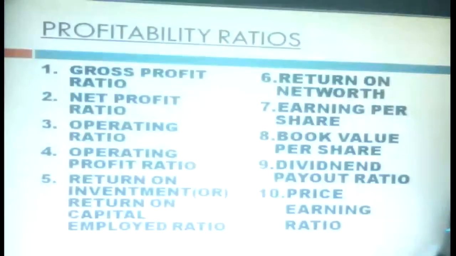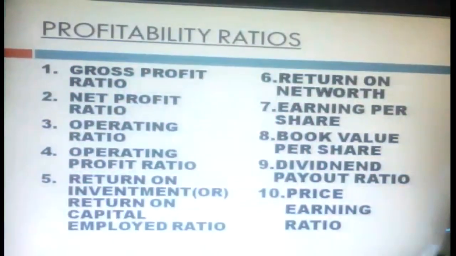What is the meaning of profitability ratio? Before that, under profitability ratios, there are 10 ratios in our NCERT book, but the main discussion covers 5, arranged in order. One is gross profit ratio, second is net profit ratio, third is operating ratio, fourth is operating profit ratio, fifth is return on investment, also called return on capital employed ratio.